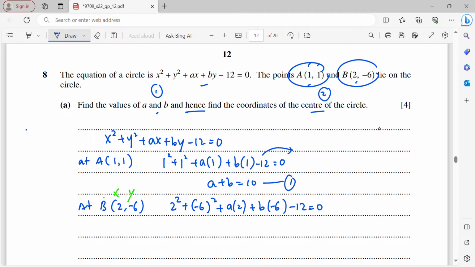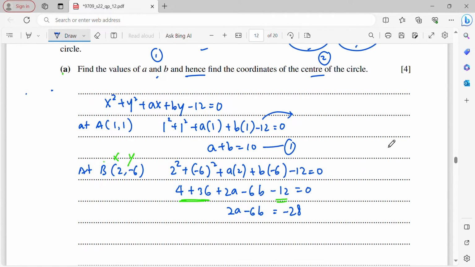Alright, so when I do expansion, the first term is 4. Second term is 36. Then 2A minus 6B minus 12 equals to 0. Now, you can simplify this. So I keep the A and B on left hand side, then the rest will be moved to right side. So obviously from here, this is 40. 40 minus 12, you will get 28. So the 28 moved to the other side becomes negative 28. And I notice that these three terms can be divided by 2. Okay, then you will get A minus 3B equals to negative 14. This is the second equation.